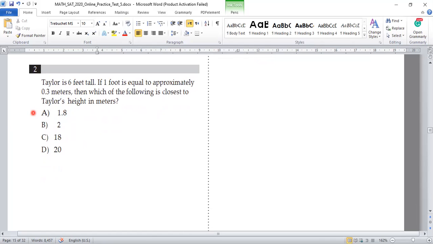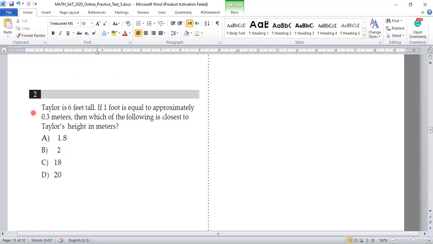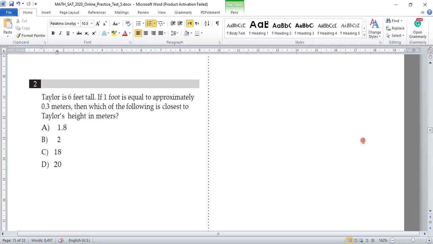1 foot is equal to approximately 0.3 meters. So it's 2, because 0.3 times 6 is... Oh, wait. Anyhow, you have selected B. So please note down 2 against B. No, it's 1.8, sorry. 1.8. Anyhow, you can change the choice. So you will have to mark your question number 2 with choice A. Please note this down.